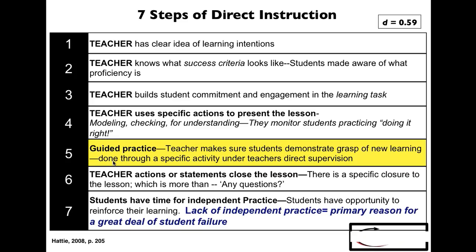When we look at direct instruction, look at steps 1 and 2. The teacher has a clear idea of the learning intention and communicates that with the students. They build commitment and engagement with the students. It sounds a lot like Madeline Hunter. There's specific ways that we should be teaching pedagogically, but number 5 is critical: that we provide enough guided practice, that we allow the students the ability to show us that they're getting it before they move on.